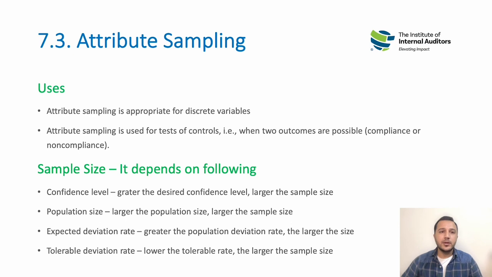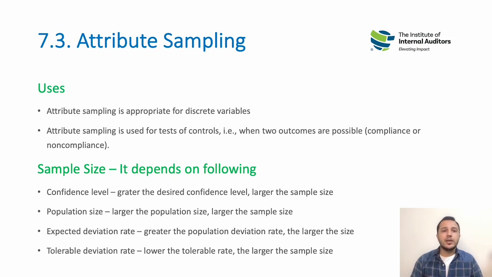Here we are with some more discussion about attribute sampling. Basically we have two types of sampling. Attribute sampling is more about assessing the characteristic of a control, which we call the design of a control, or test of controls. The other type of sampling is variable sampling. Attribute sampling is more focused on discrete variables, which means we are looking for compliance or non-compliance of a control, and it pertains specifically to the design of the control.